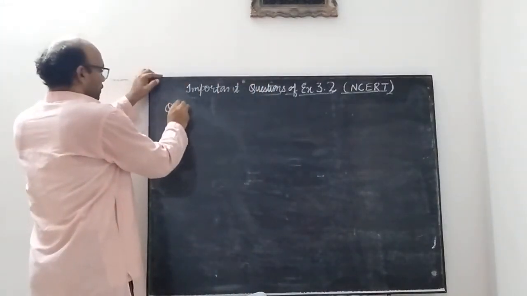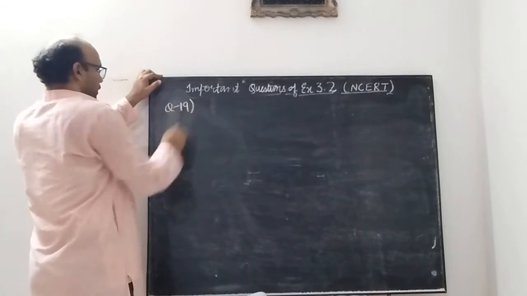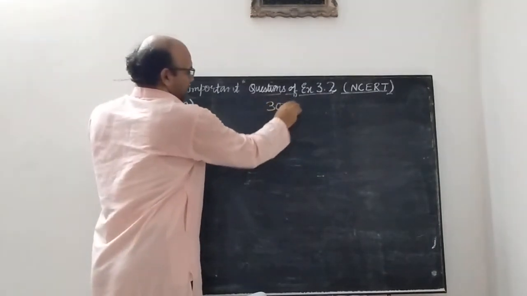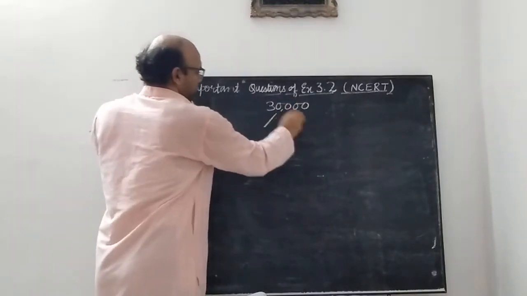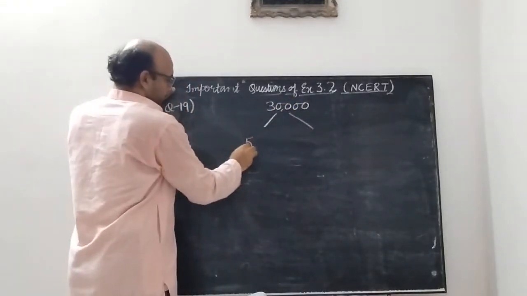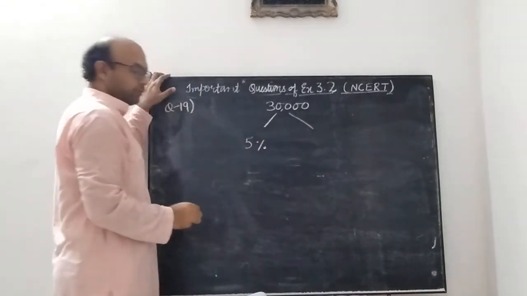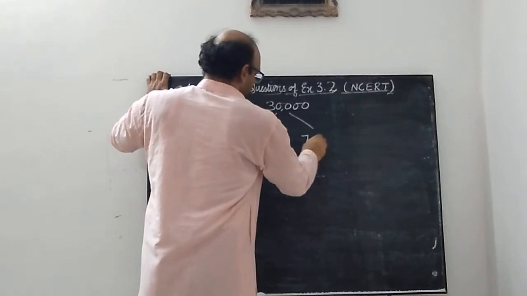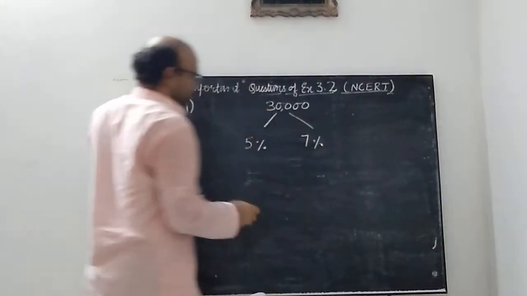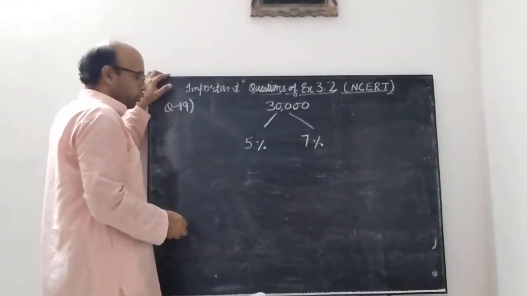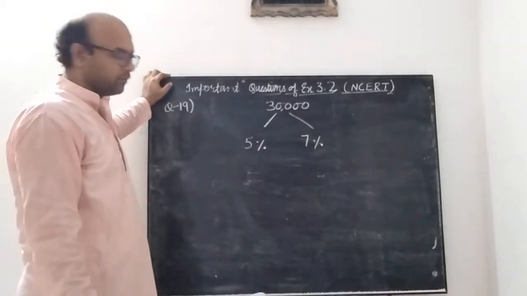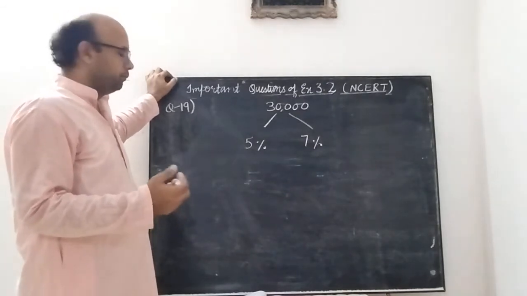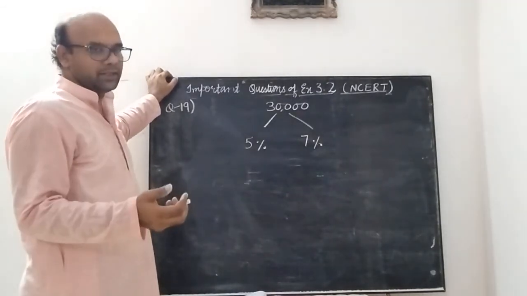Now we move on to question number 19. It says that you have to invest rupees 30,000 in two types of bonds, where the first bond gives you 5% interest and the second one gives you 7% interest. Two situations are given: how much has to be invested so that we get the interest as rupees 1800, and in the second part we need the interest to be 2000.